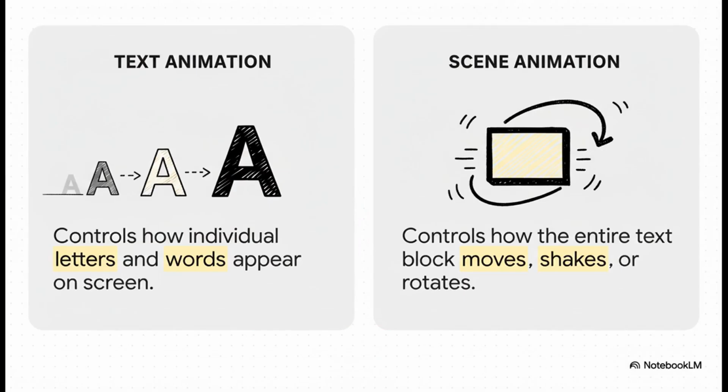First, you have text animation. This controls the in and out, like how the letters appear and disappear. You know, typing on one by one, fading in, that kind of thing. But then, on top of that, you have scene animation. This makes the entire block of text move while it's on screen. It can shake or pulse or rotate. Combining these two is what creates really pro-looking text.